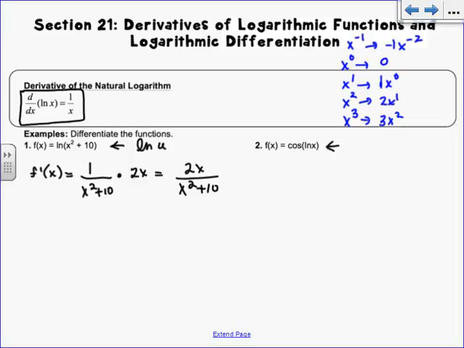All right, so this one is in the form cosine of u. So when I take the derivative, it's going to be negative sine of the u. So negative sine of natural log of x times the derivative of u. So the derivative of natural log of x, 1 over x.